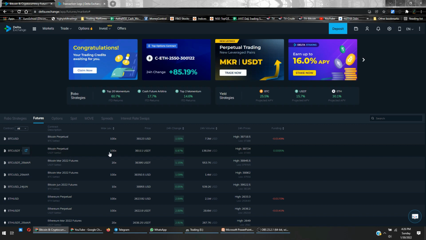I hope you're clear on the difference between BTC USD and BTC USDT and what exactly perpetual is. So this is the contract that we will be trading all the time.